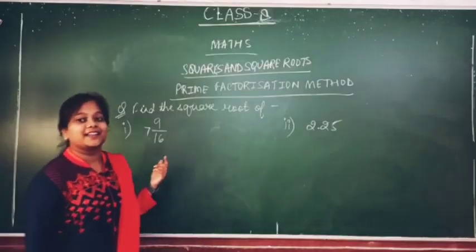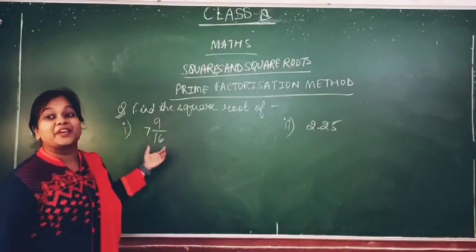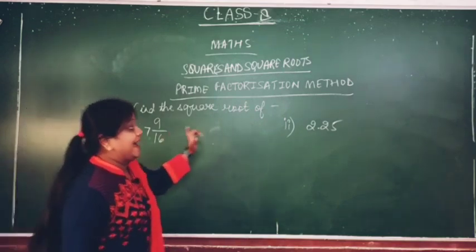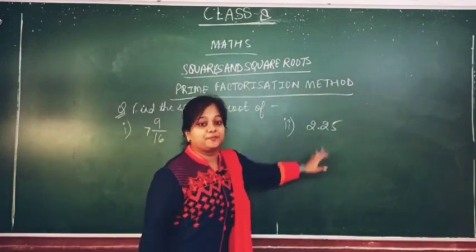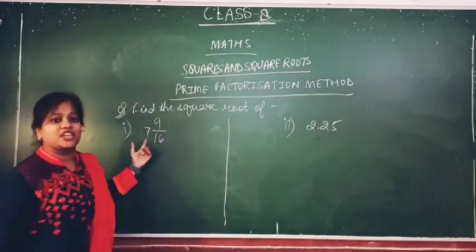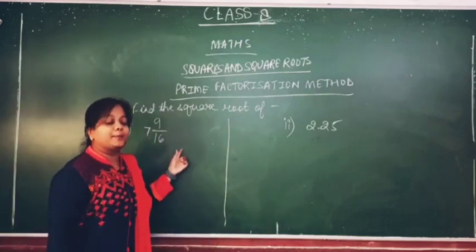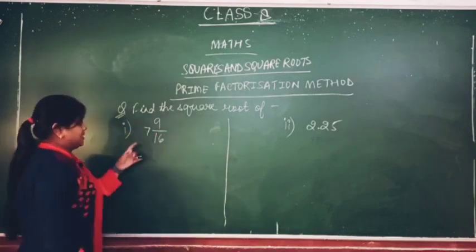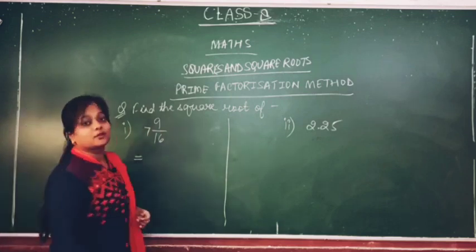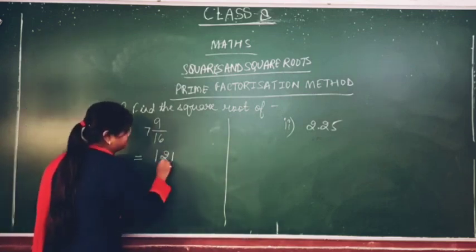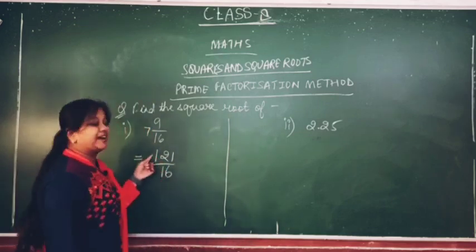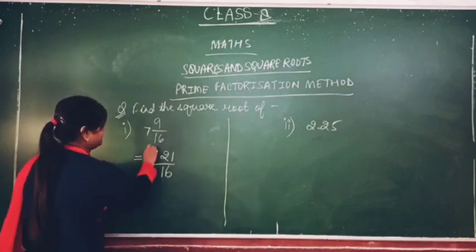Now, let's take another example. Here, we are taking a mixed fraction. Now, we have to find out the square root of this mixed fraction, and the next part is a decimal number. Now, solving our part 1. Firstly, we'll change it into an improper fraction. We'll get 16 into 7 is 112 plus 9, 121 upon 16. Now we have to find the square root of 121 upon 16.